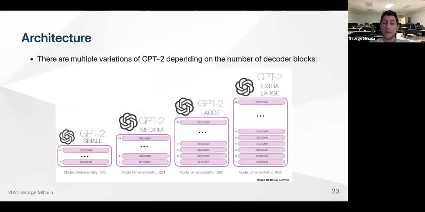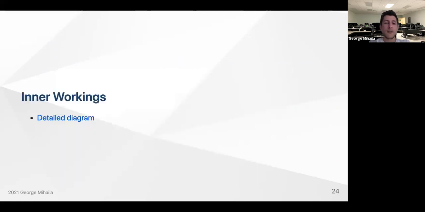There are a lot of variations of GPT-2 depending on the number of decoder blocks. So you have small, medium, large, or extra large, and stacking more and more decoder blocks also increases the model dimensionality. The model dimensionality means how many tokens, so how many words, you can feed into the model. With a small model, it can feed 768 words. But with the extra large model, you can feed 1600. So that's the architecture.